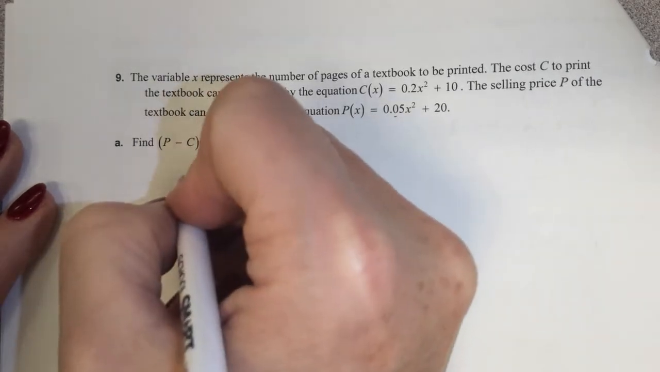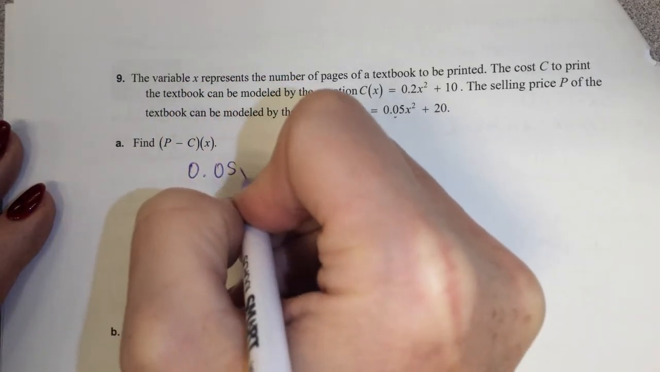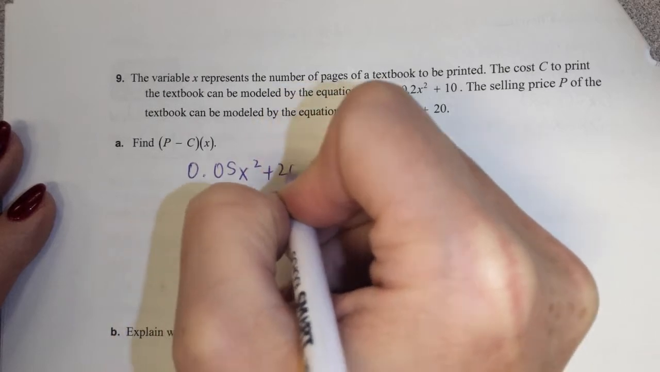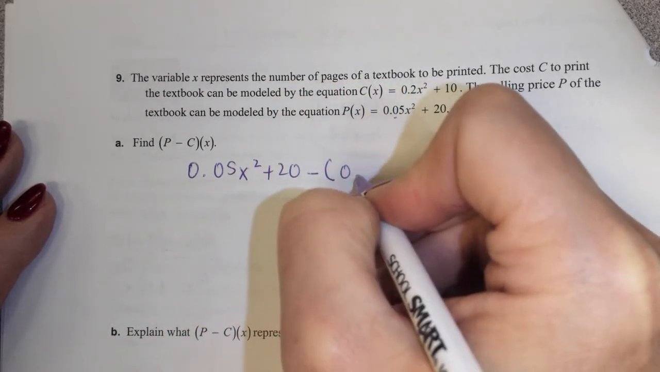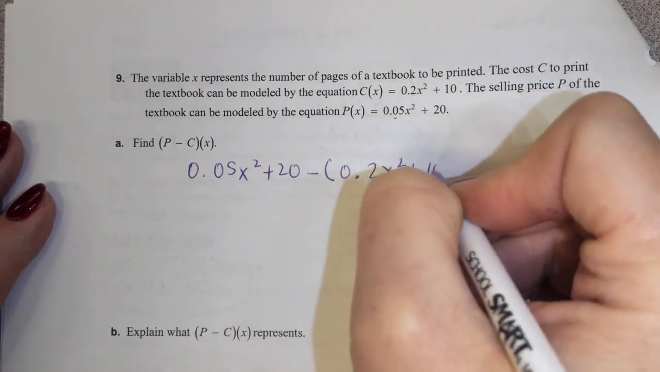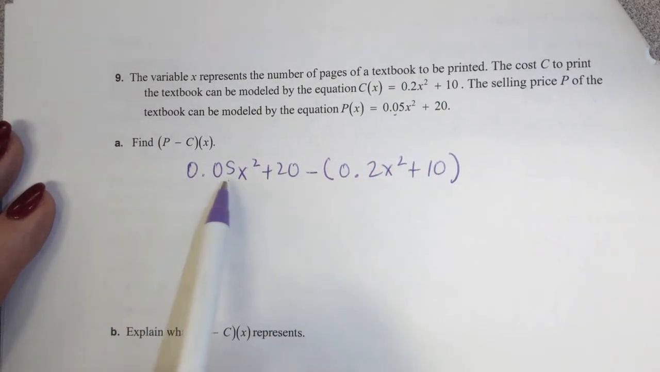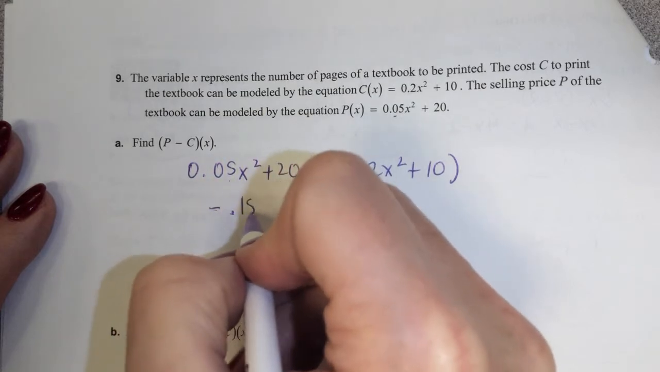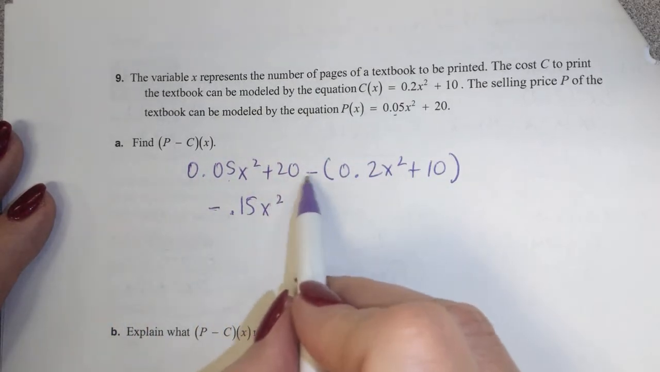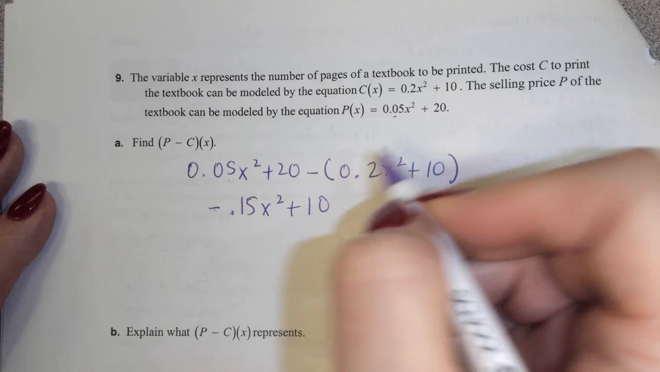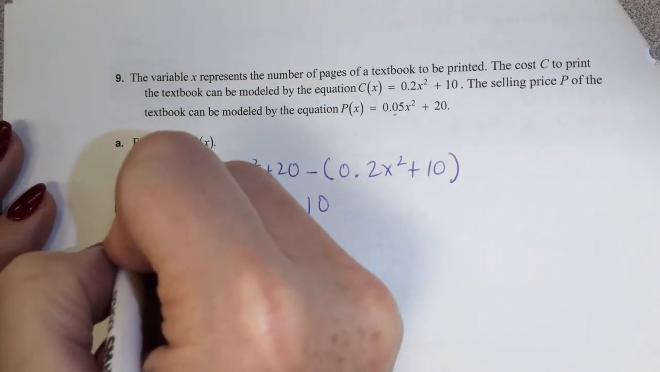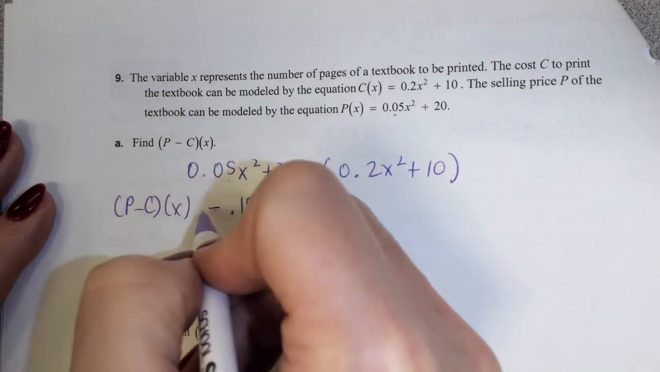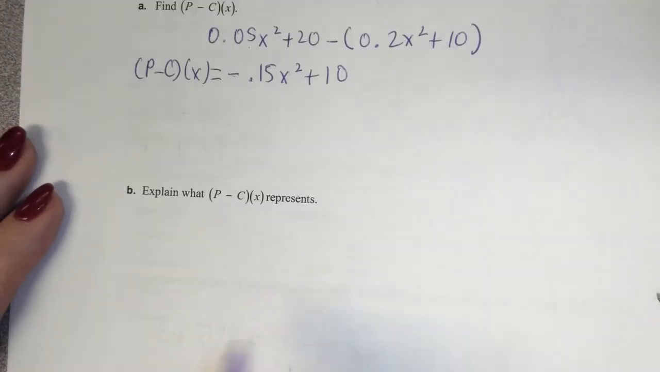So we're going to take our P function and we're going to subtract our C function, making sure to distribute. 0.05 minus 0.2 is negative 0.15x squared. 20 minus 10 is plus 10. There is P minus C of x. That's what it would be equal to.